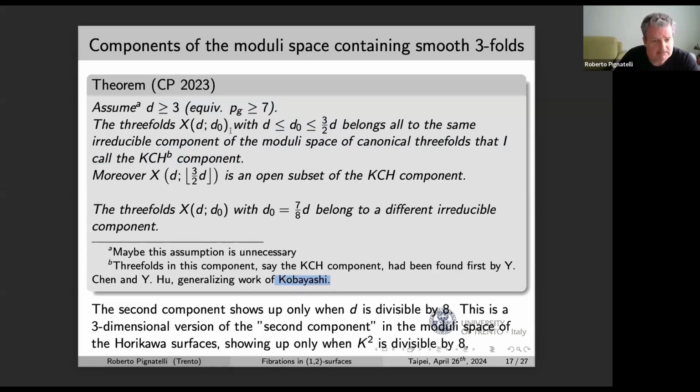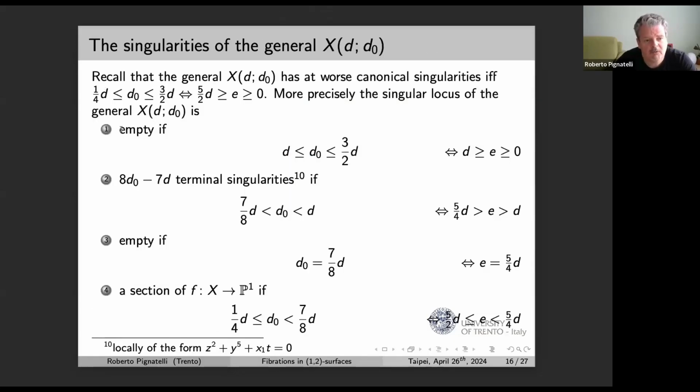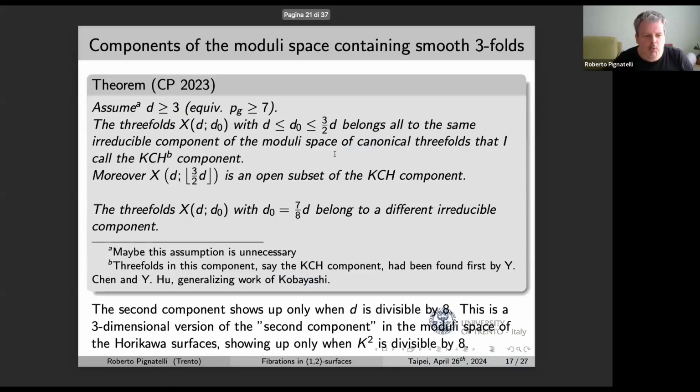So look at this. Let me go back here. So this whole first class is here, first group here. They form just one irreducible component where the general element has maximum D0, which is 3/2 of D or 3/2 of D minus 1, depending on the parity of D, is an open subset, and the others are just specializations of this.